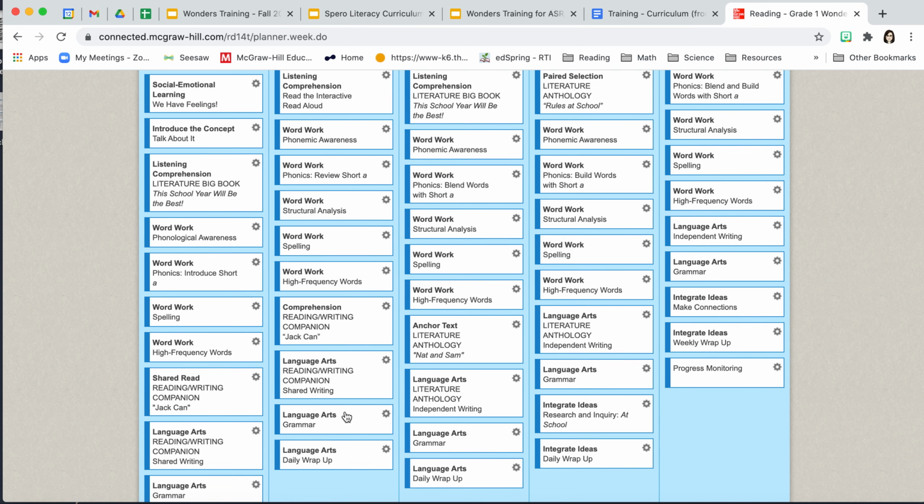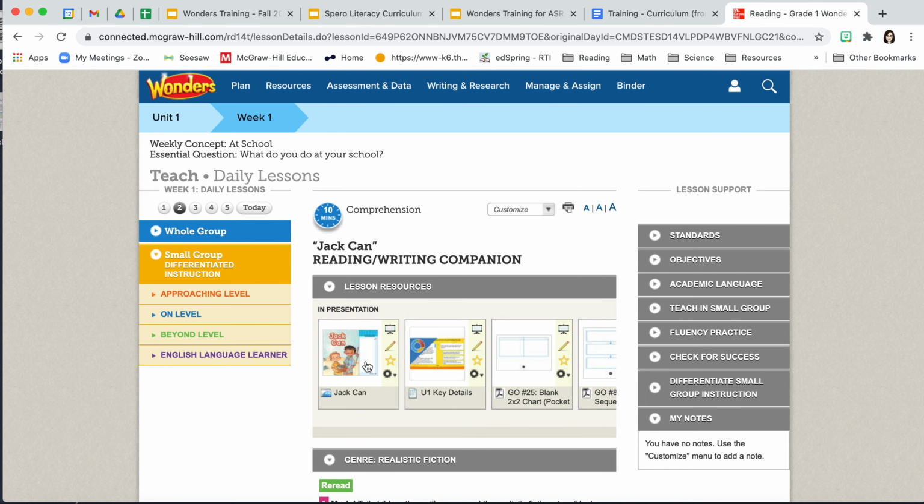I also used the Reading and Writing Companion a bit. I would pull this up on the board and have my students write in a notebook some of their answers to that. This usually has quite a bit of the high frequency words and phonics skills in it as well.